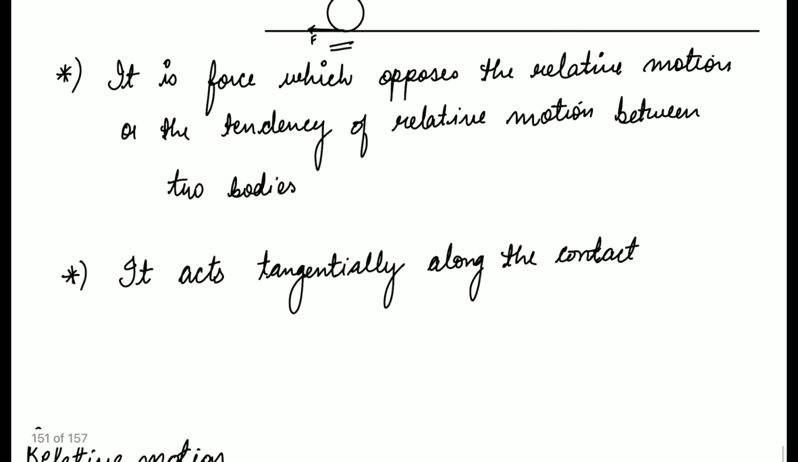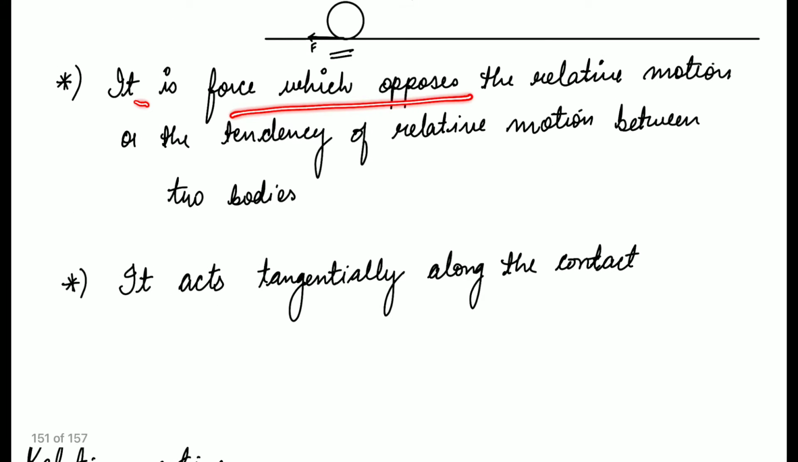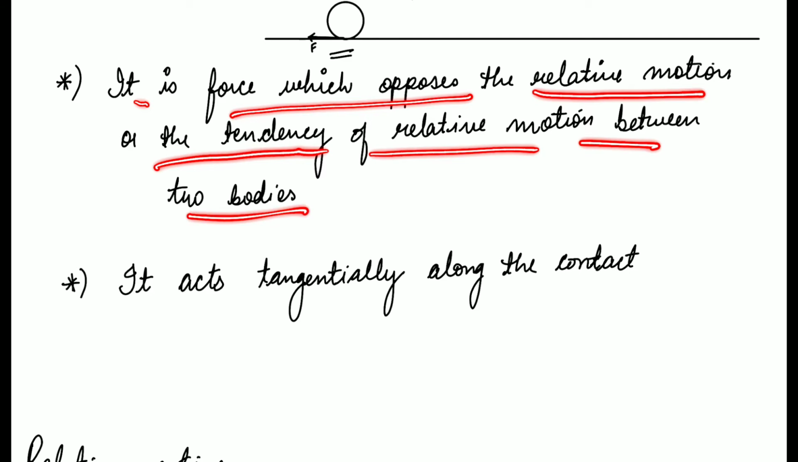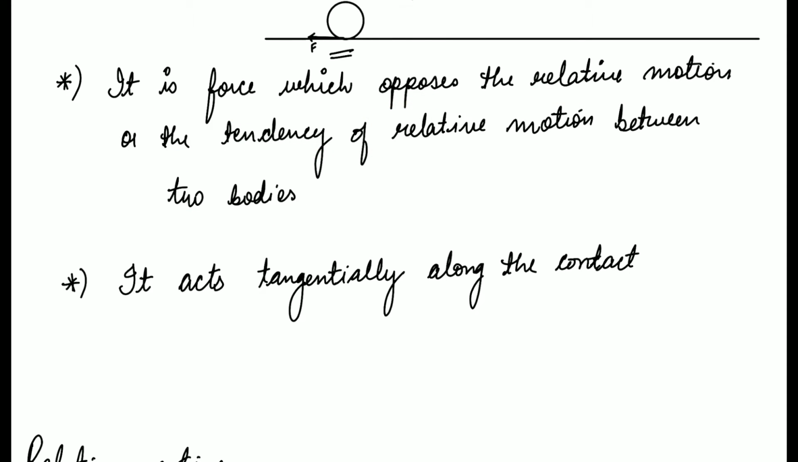Okay, next property, it is a force which opposes the relative motion, or the tendency of relative motion, between two bodies. Yes, very important point. It opposes the relative motion, right? Mostly we say that it opposes the motion, but the real definition is it opposes the relative motion or the tendency of relative motion also, right?